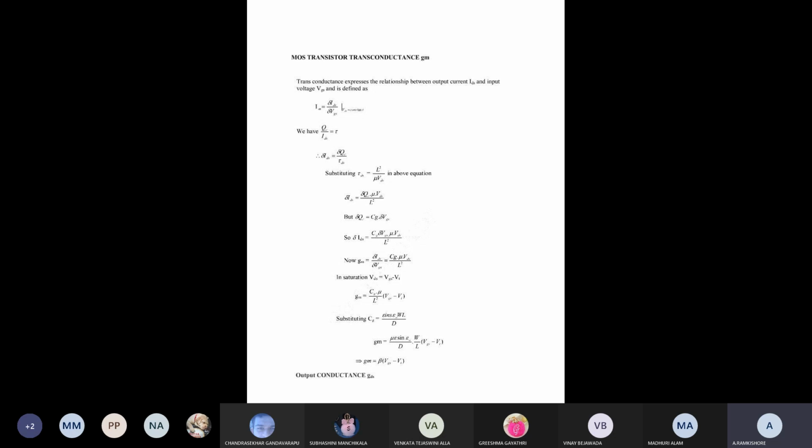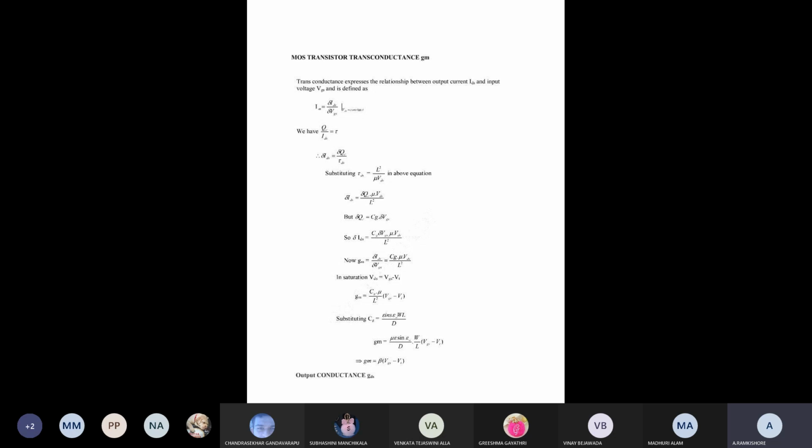Then tau ds, the transit time formed between the drain to source terminals, is equal to QC by IDS, that is the current between the drain to source terminals. So tau ds is nothing but the electron transit time between the drain and source, and the change in current is delta IDS.